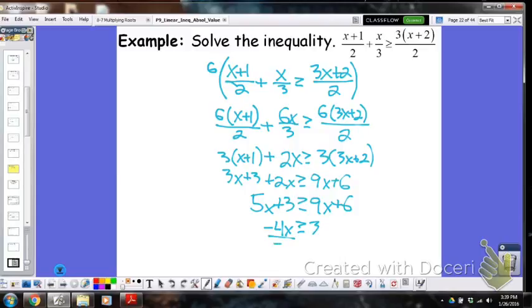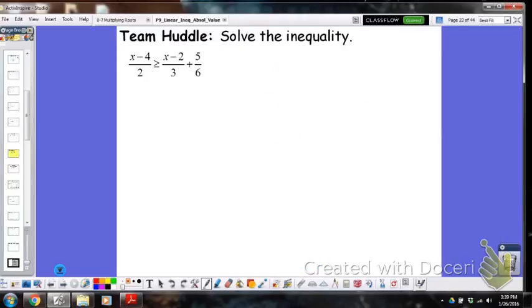Divide both sides by negative 4, so we'll have to flip my sign, so x will be less than or equal to negative 3/4. So go ahead, I want you to do this one by yourselves, and when you're ready for the solution, go ahead and unpause the video.